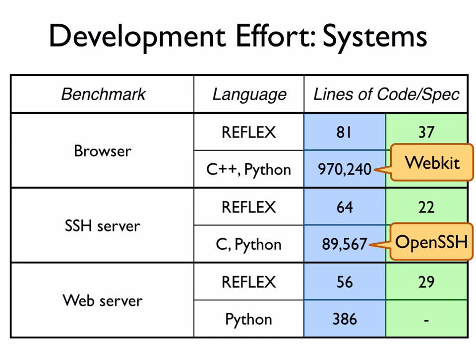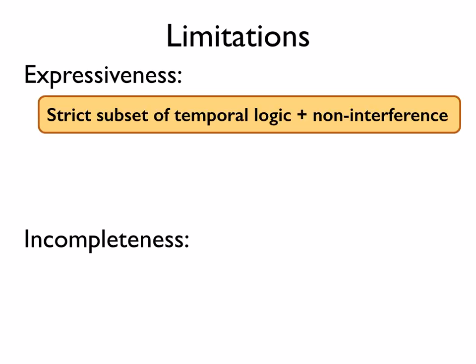Now there are some limitations to Reflex, and these generally fall into 2 categories. First, expressiveness. Our specification language consists of a primitive for non-interference and a number of primitives that make up a strict subset of temporal logic. And most significantly, these primitives do not allow nested temporal logic expressions.